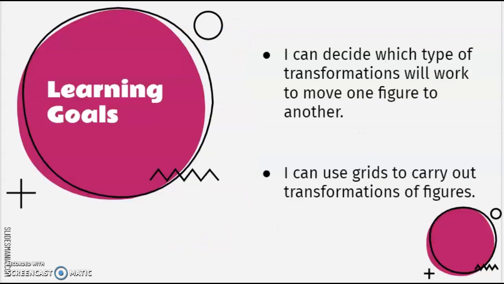All right. So the learning goal says I can decide which type of transformations will work to move one figure to another. And I can use the grid. That's just what we are doing today. And what I just did was the definitions.